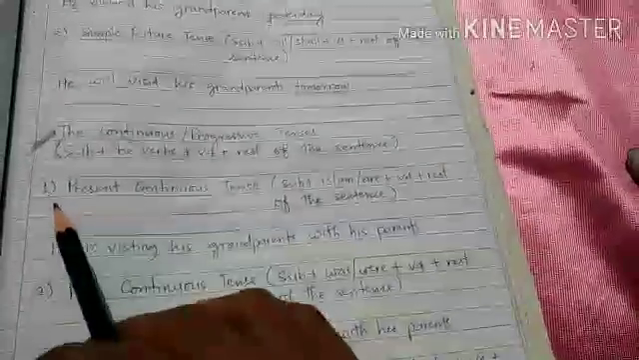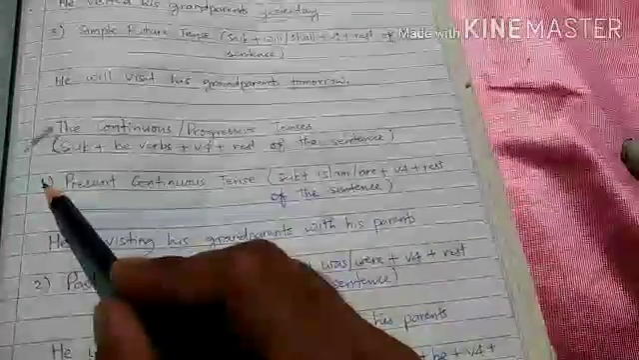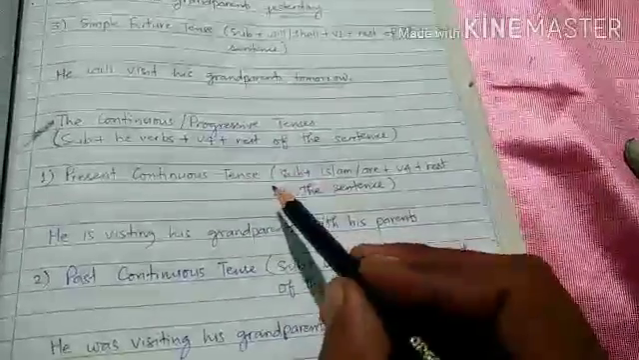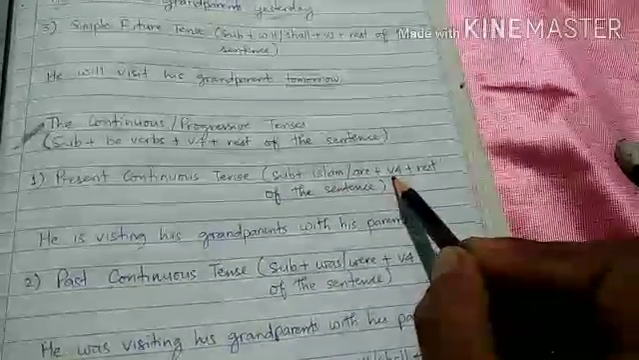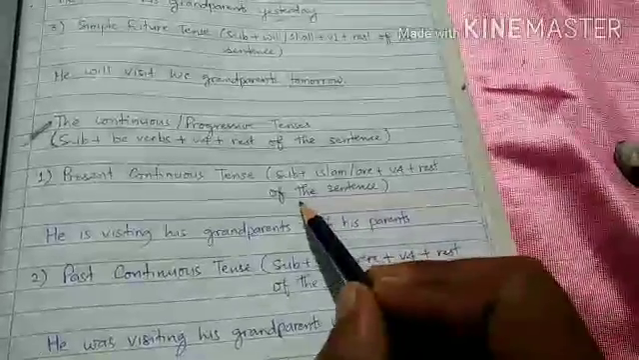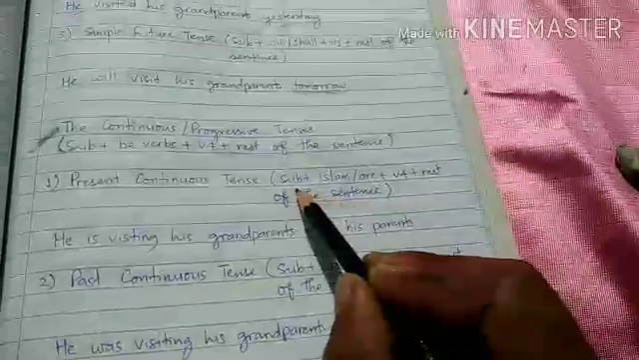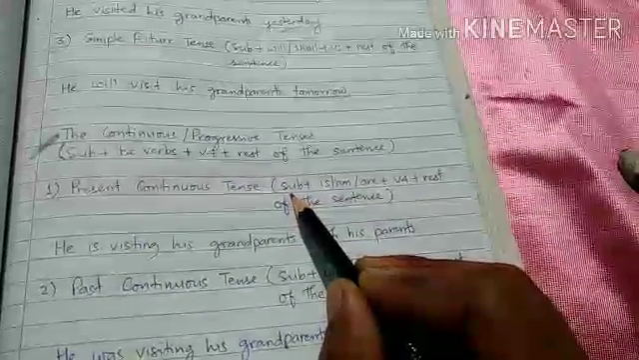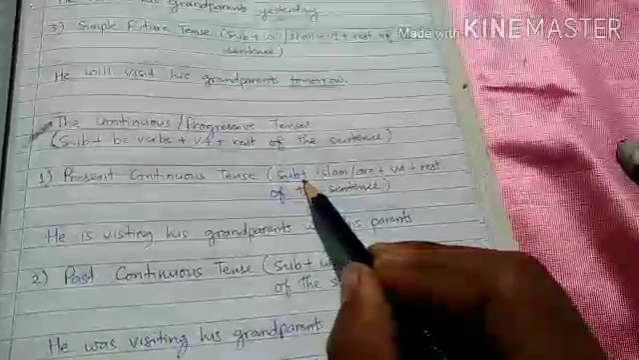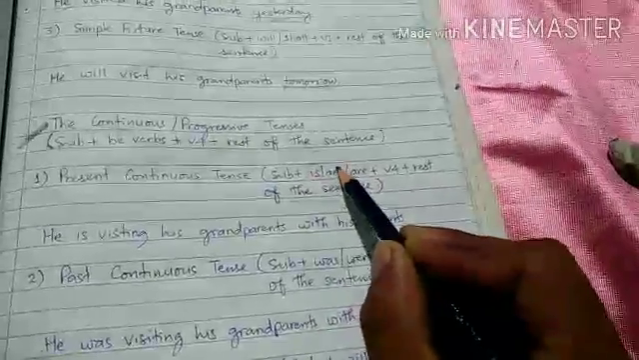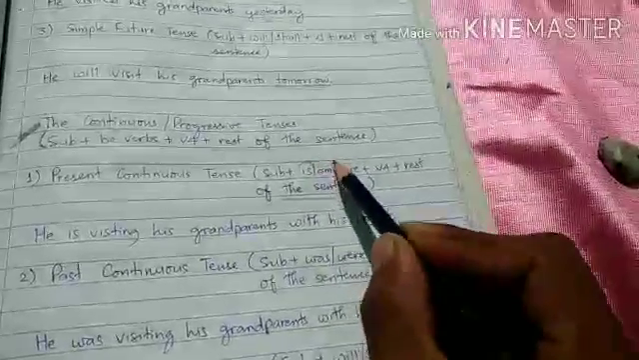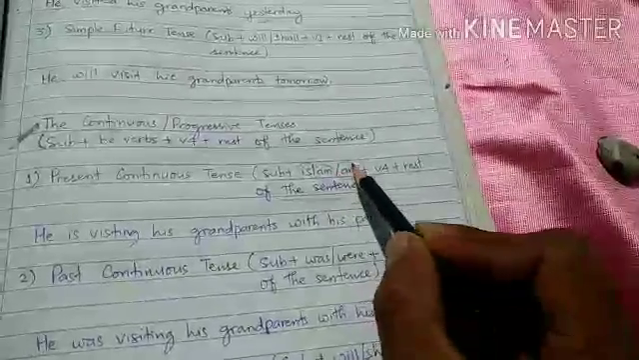Now let us understand the present continuous tense with its sentence structure: subject plus is, am, are plus B4 plus rest of the sentence. This is the structure of sentences in affirmative in present continuous tense. Subject plus is: is is used if the subject is singular. Am is used if the subject is I. And are is used if the subject is plural.